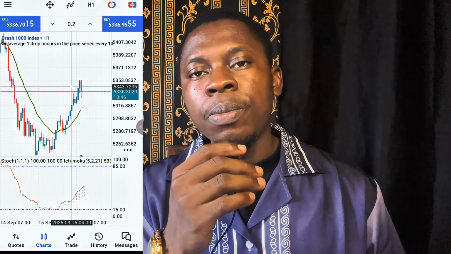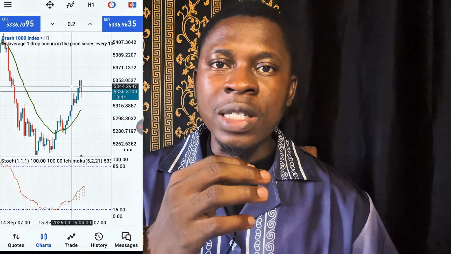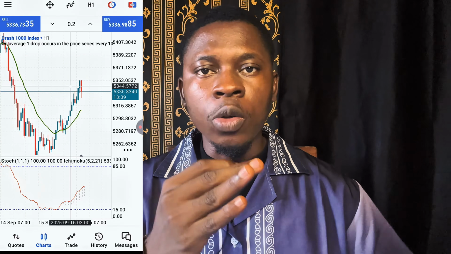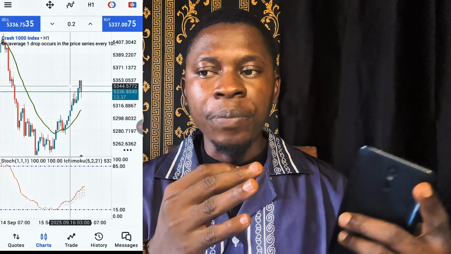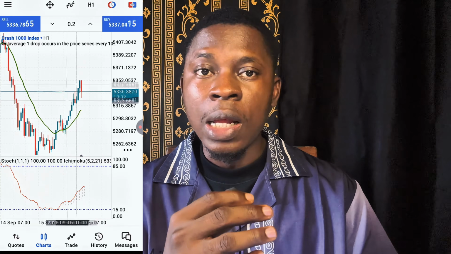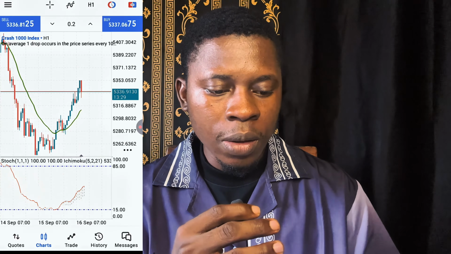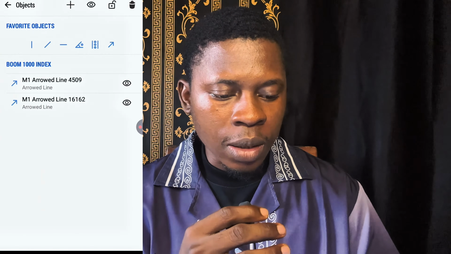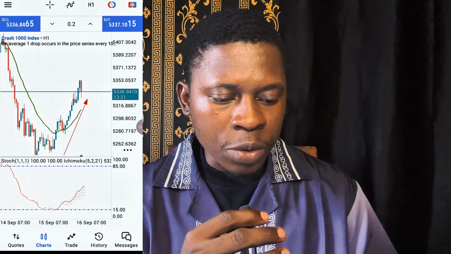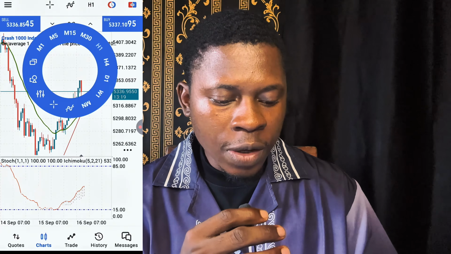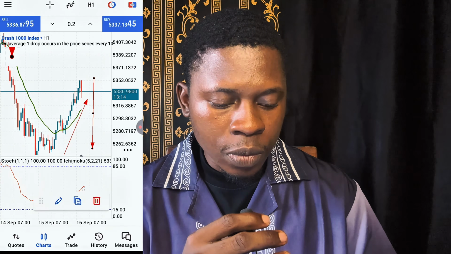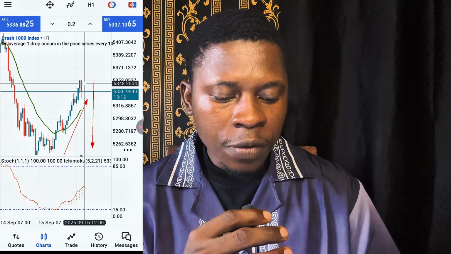And something about Boom and Crash, once the market buys for a long time, the market will tend to sell for that same period of time as well. Although it will not be the same point, it's still going to sell. So we're still expecting the market to sell at this point, because if you take a look at this point right here, the market has bought for a very long period of time. So it's very accurate if this market sells. It's not a surprise, this market should sell for this same amount of time.